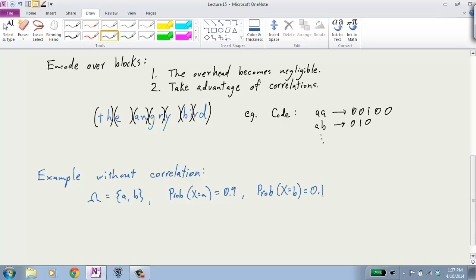Let's first figure out what the entropy of this is. The entropy of x should be 0.9 times log base 2 of 1 over 0.9, plus 0.1 times log base 2 of 10. This is approximately 0.469 bits. So it's less than half a bit of entropy because it's so skewed. A is much more likely than B.